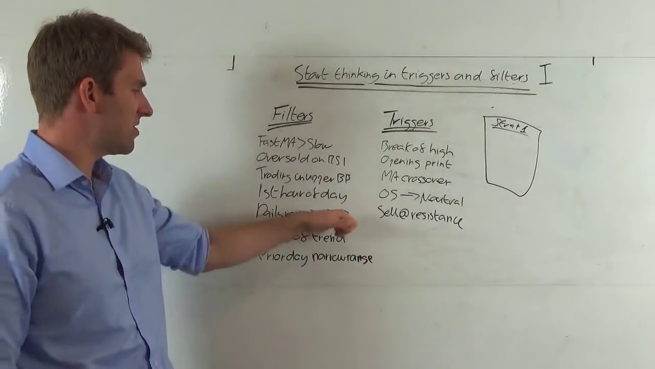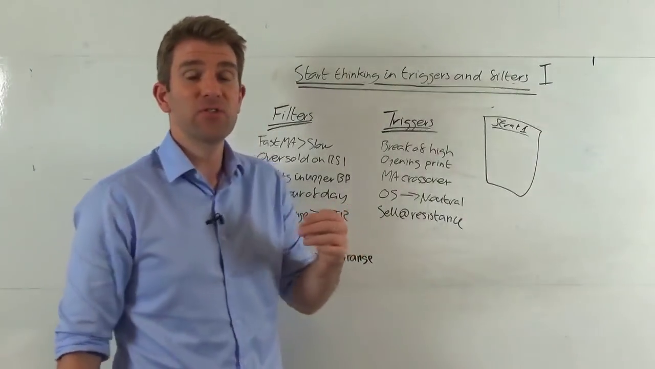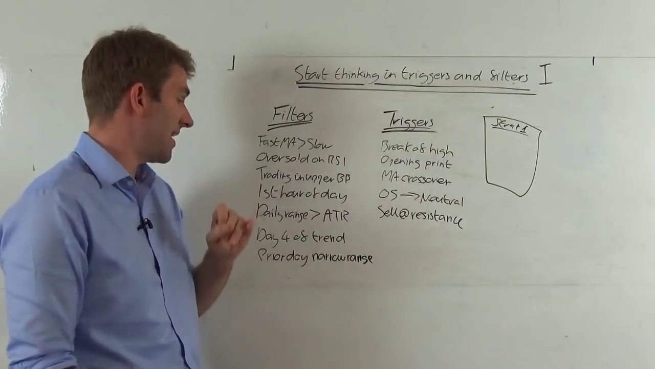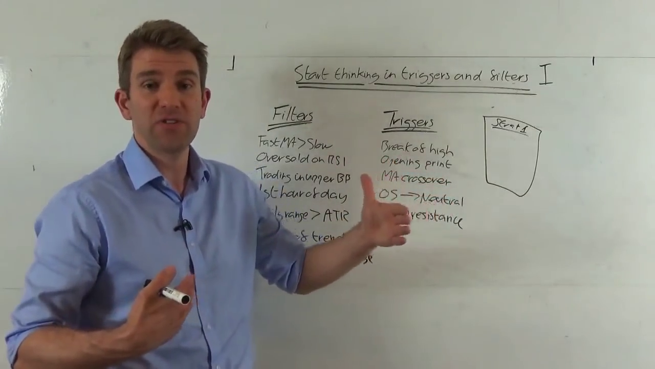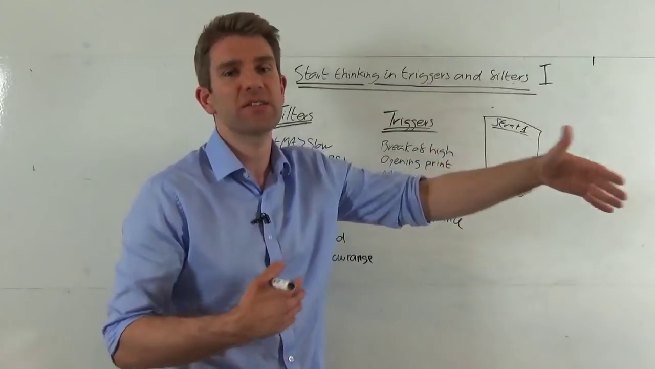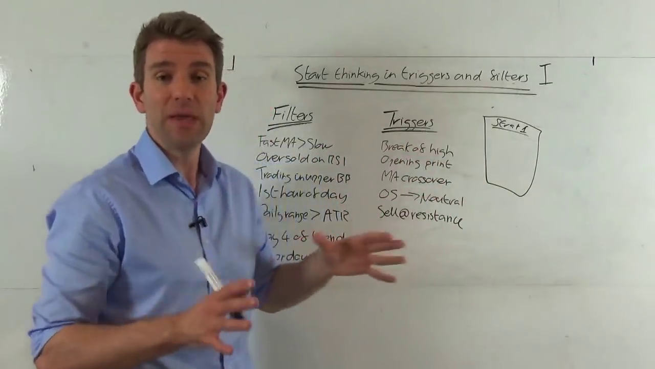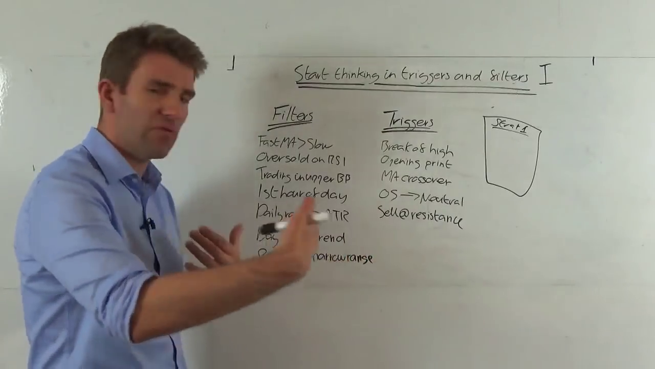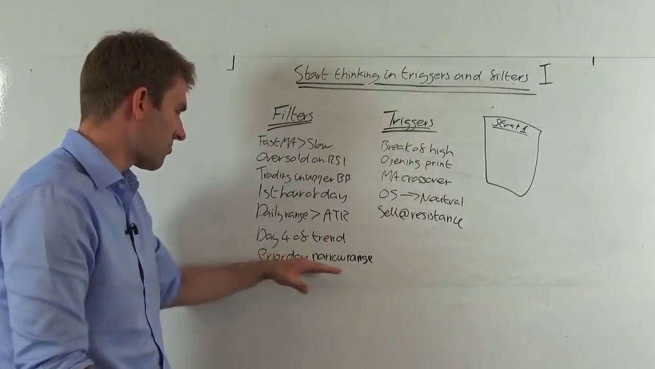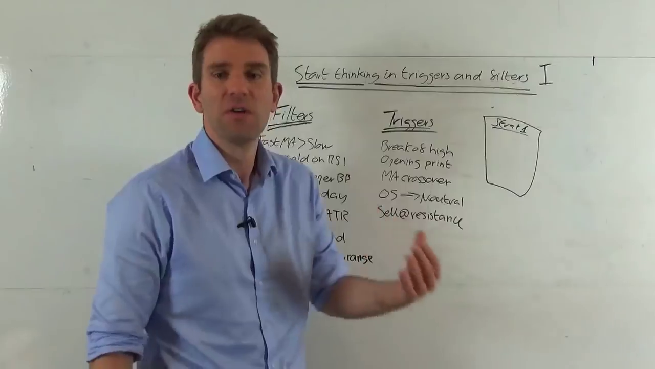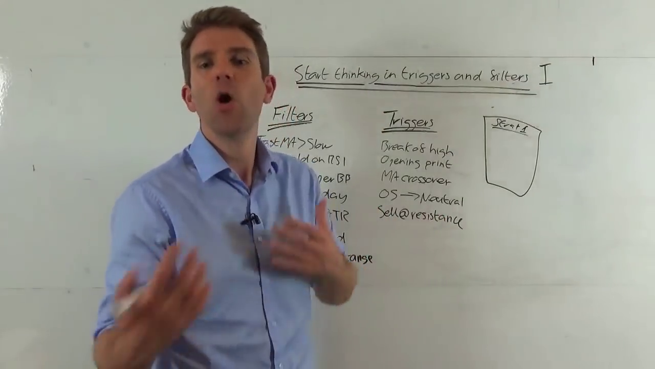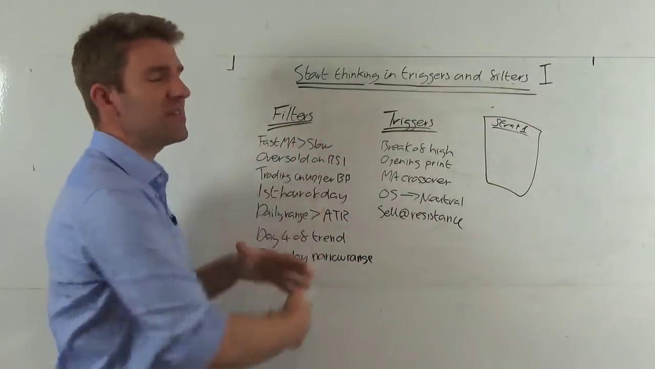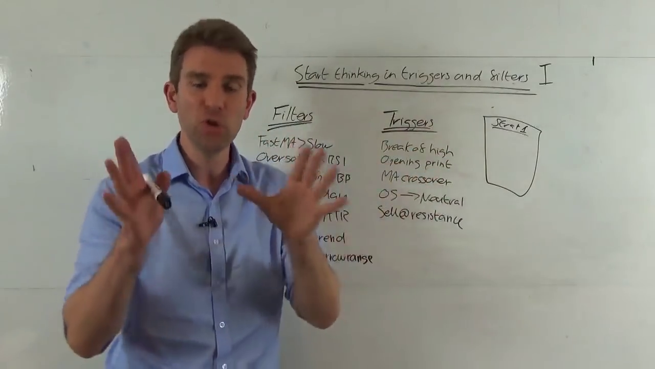Daily range is greater than the ATR. That might be a filter where you don't want to see that. You want to see it less than the ATR, because if it's more than the average true range of the day and we start doing 200, 400 ticks, maybe conditions are different and maybe this strategy doesn't work very well. Day 4 of a trend, we've had 3 days of trending, we're in day 4. Perhaps that's a filter. The prior day was a very, very narrow range, very, very low compared to the prior 7 days, whatever it may be. Some ideas there, we could go on for hours on it, but you get the point.